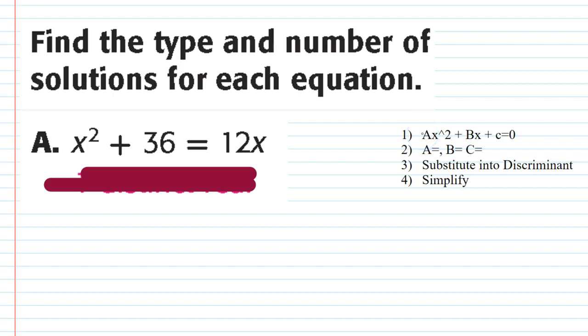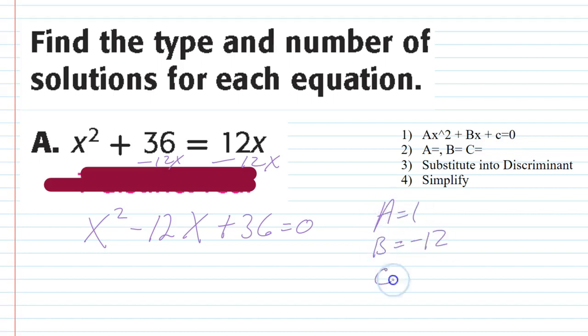The steps are similar. First, we need the ax squared plus bx plus c equal to 0. We need it in standard form. So on this problem, I need to subtract that 12x to the other side. Now I just label my ABCs and then substitute into the discriminant. So I don't need the whole quadratic formula. I just need that little piece in the middle.